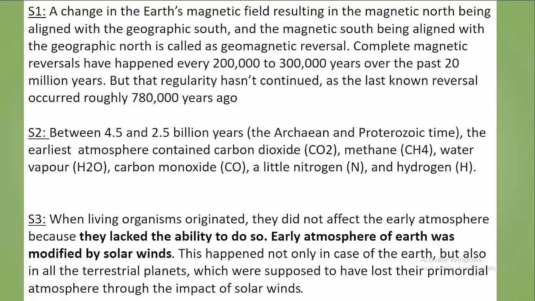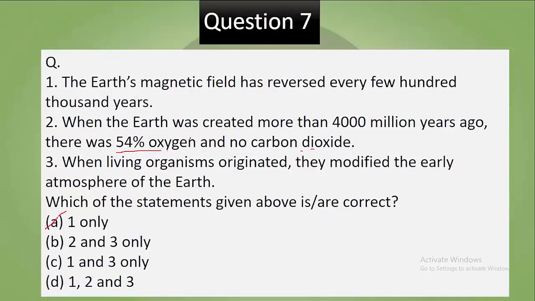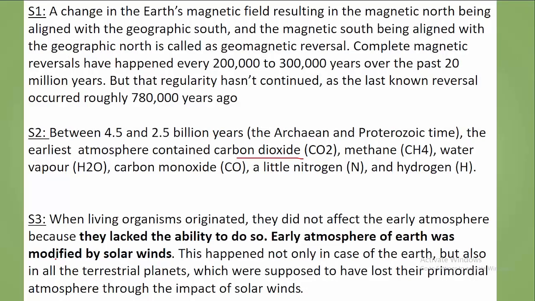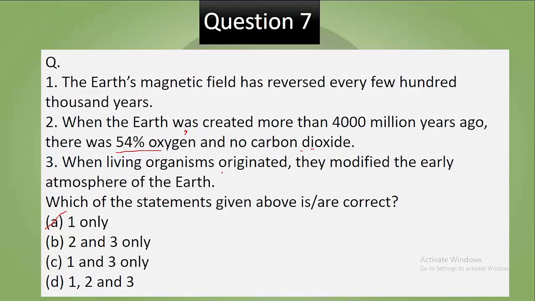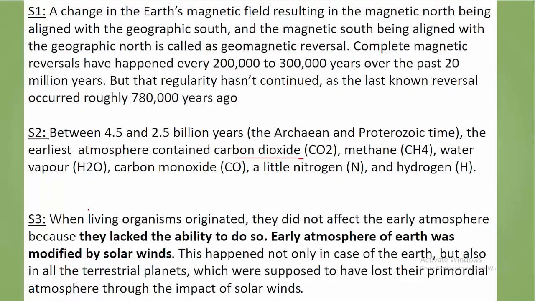Why is it so? Statement 1 is correct. Statement 2 is wrong, because the magnetic field changes every 100 to 1000 years. Now between 4.5 to 2.5 billion years ago, the earliest atmospheric conditions contained carbon dioxide, methane, H2O, carbon monoxide, nitrogen and hydrogen. There was not 54% oxygen, so this statement is wrong. About the third statement, the solar winds were the ones which modified the early atmosphere. So therefore the third statement is also incorrect. Therefore you are left with only option A.